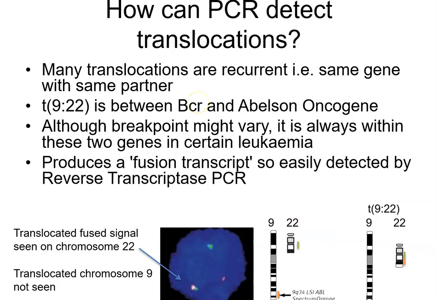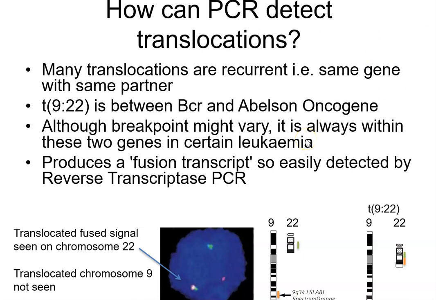So the question is, how can we use PCR to detect a tumour cell? Well, we're only using it where we have a translocation, and the translocation has to be present in every cell in that particular patient's blood, and every tumorigenic cell in that patient's blood.